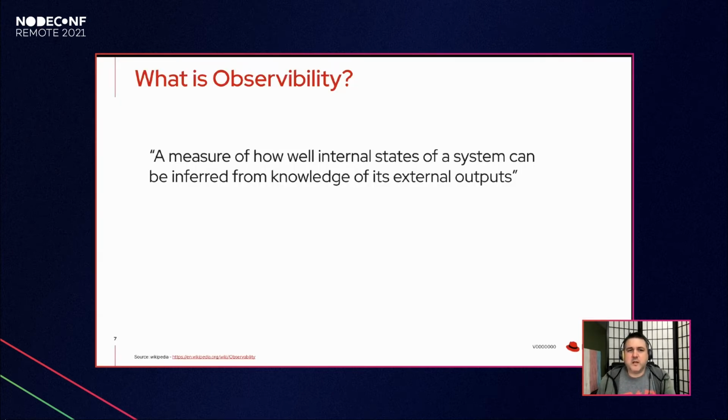But before we get into that, we should define what observability is exactly. According to Wikipedia, it is a measure of how well internal states of a system can be inferred from the knowledge of its external outputs.